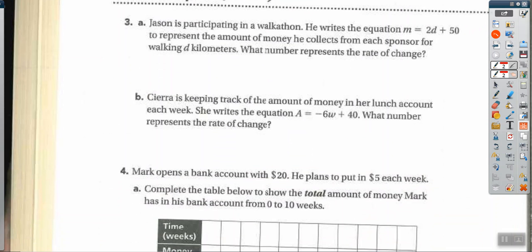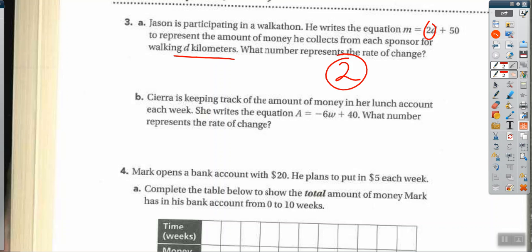Jason is participating in a walkathon. He writes the equation M (money) is equal to 2 times his distance plus $50. Represent the amount of money he collects from each sponsor for walking. $50. I should be trying to raise money for the school that way. For walking D kilometers, what number represents the rate of change? Well, the rate of change is what we get for every time we do, in this case, walking 1 kilometer. So every time we walk 1 kilometer, we get $2 more. And that represents the rate of change.